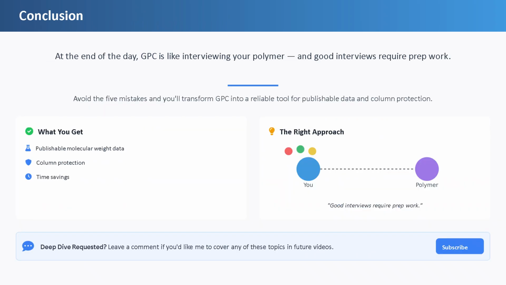At the end of the day, GPC is a lot like interviewing your polymer, and good interviews require preparation. Avoid the 5 key mistakes we covered today, and you'll protect your columns, save time, and generate molecular weight data you can actually publish and trust.